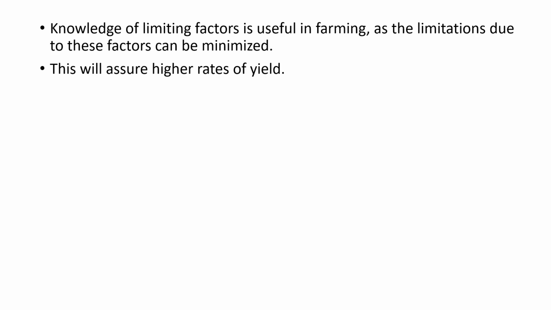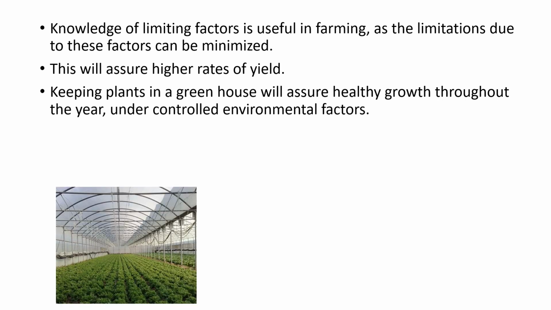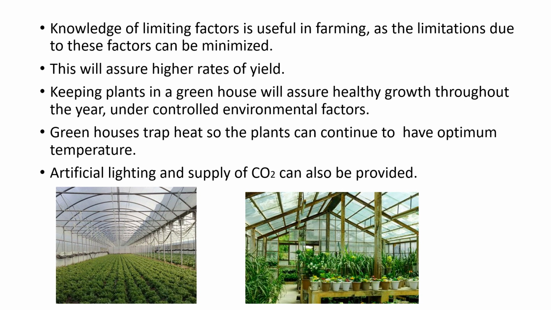Knowledge of limiting factors is useful in farming as the limitations due to these factors can be minimized. This will assure higher rates of yield. Keeping plants in a greenhouse will assure healthy growth throughout the year under controlled environmental factors. Greenhouses trap heat so the plants can continue to have optimum temperature. Artificial lighting and supply of carbon dioxide can also be provided. So under these conditions, plants will grow healthily throughout the year and provide a higher yield throughout the year.